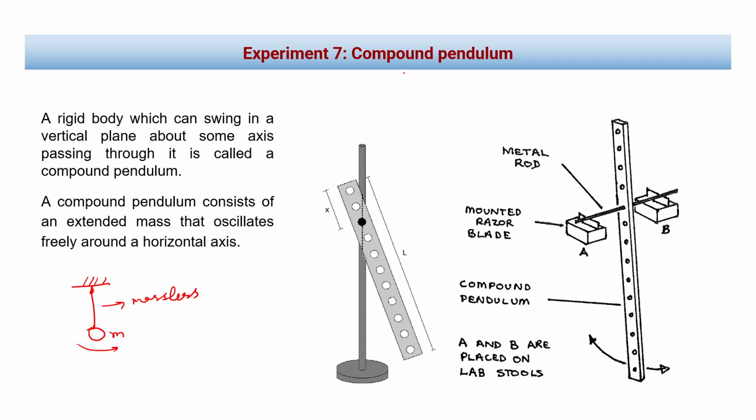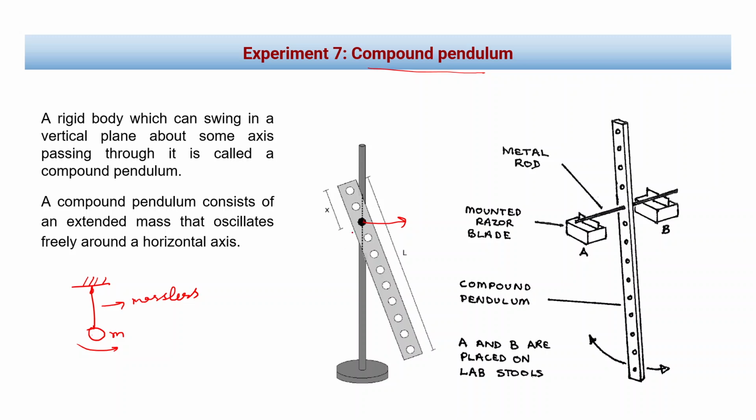But when we talk about a compound pendulum, it's a system where a rigid body can swing in a vertical plane about some axis, this is that axis we are talking about, passing through it. That is called a compound pendulum. Here that rigid body is this rod with some holes in it, and it's swinging about this point of suspension.